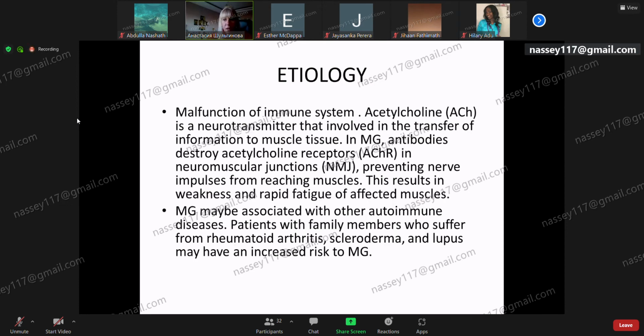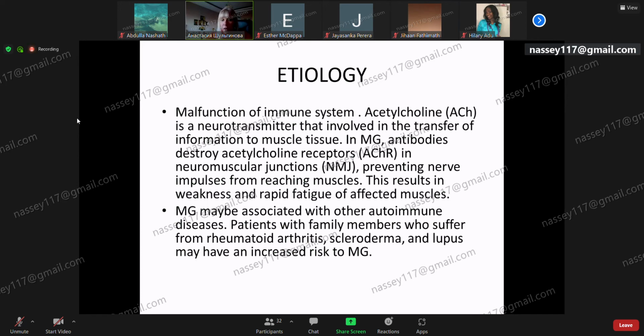Etiology. As we said before, this is a disorder of the immune system, an autoimmune process. Acetylcholine, I hope you remember, is the neurotransmitter involved in the transfer of information to muscle tissue. In myasthenia gravis, we see antibodies that destroy acetylcholine receptors in the neuromuscular junction and prevent the nerve impulses from reaching the muscle. And this results, as we said, in rapid fatigue, or another term, pathological muscle weakness.